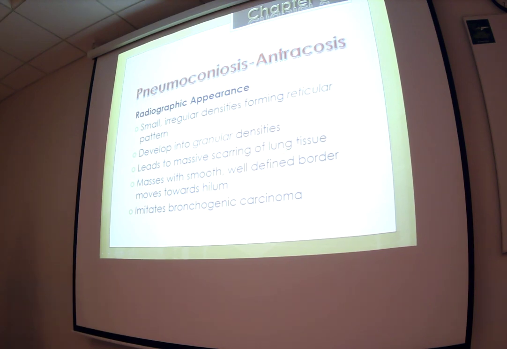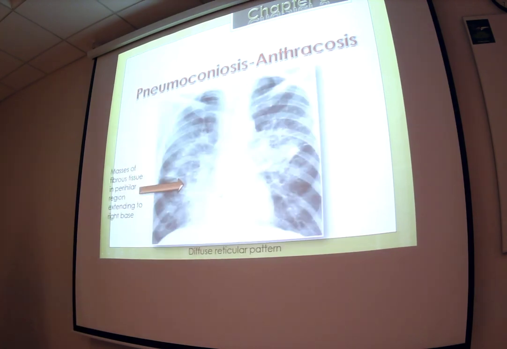It can also then lead to massive scarring. So as those fibrous areas where the granulomas keep forming, and keep growing and combining and growing and combining, you have these massive areas of scarring in the lung tissue. These masses, you'll see, can have smooth, well-defined borders close to the hilum. This does imitate bronchiogenic carcinoma. So here you can see that diffuse reticular pattern around the hilar area. You have a mass of the fibrous tissue, very hilar region. It also extends down to the right base.